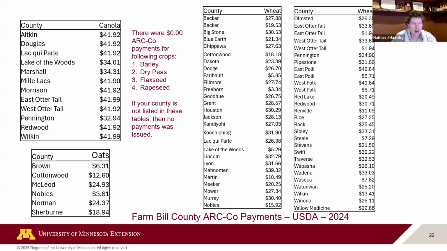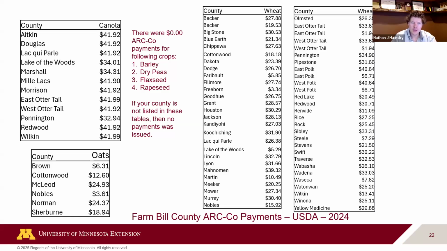And you can see in the top left, there were some canola payments, around $40 per acre for the counties that did have a canola payment. Oats payments, quite a bit smaller. There's only half a dozen counties, but there were some oats ARC-County payments. And there were quite a few wheat payments, and we can see here across the state, some decent wheat payments were issued.